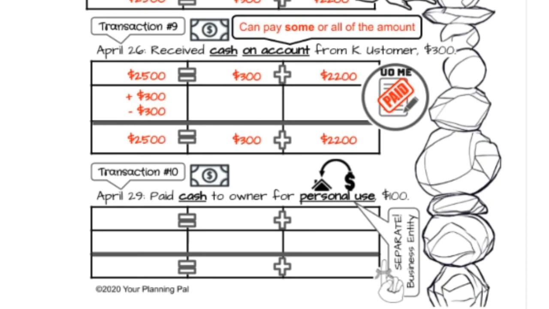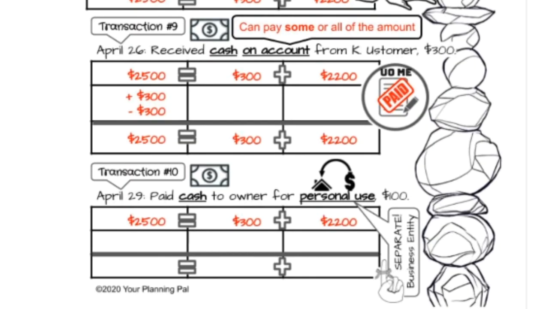Last transaction, transaction number 10. On April 29th, we paid cash to owner for personal use, $100. Remember, paying cash to owner for personal use, that is because even though the business owner, a sole proprietor, has full rights to that money, they need to keep their records separate. And that's the accounting concept business entity.